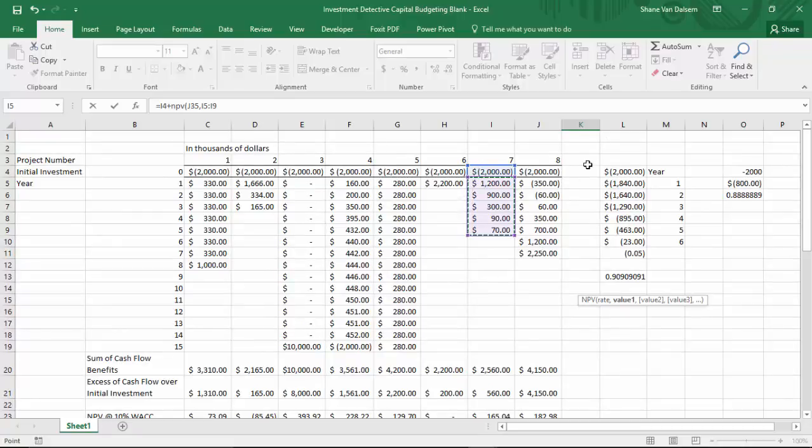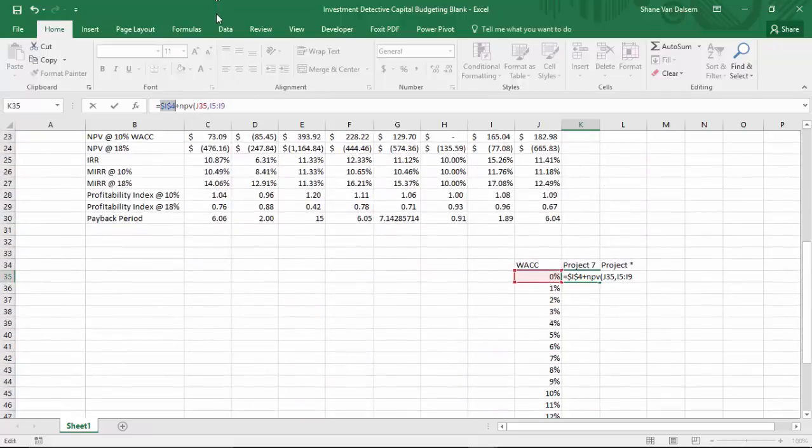And what I want to do here, because I'm going to drag this down, I want to go to I4. I'm going to press F4 on my computer. And what that does, it puts a $ sign before the I and before the number 4, and it locks that cell in place. And I'll show you when I drag this down, it will actually lock that cell in place. I don't want to lock in place the discount rate or the weighted average cost of capital. I want that to change as I pull this down.